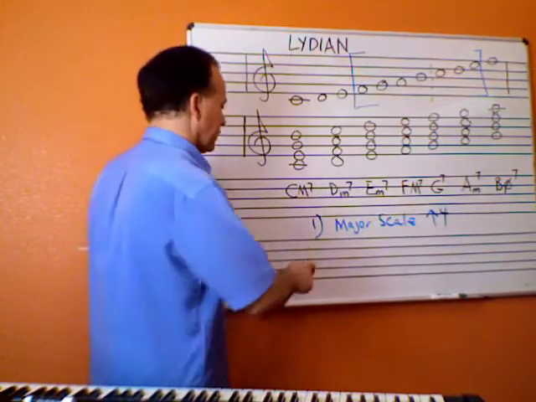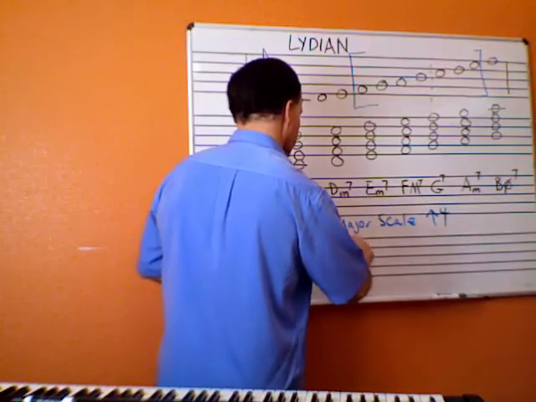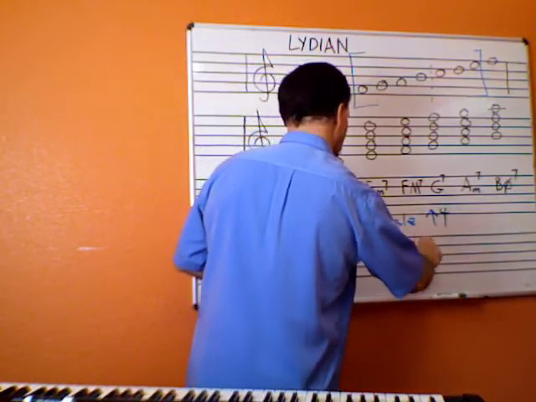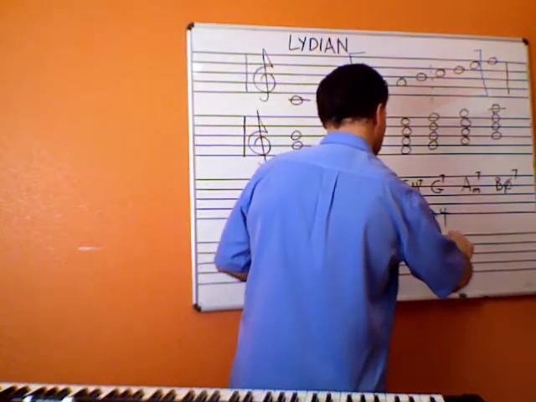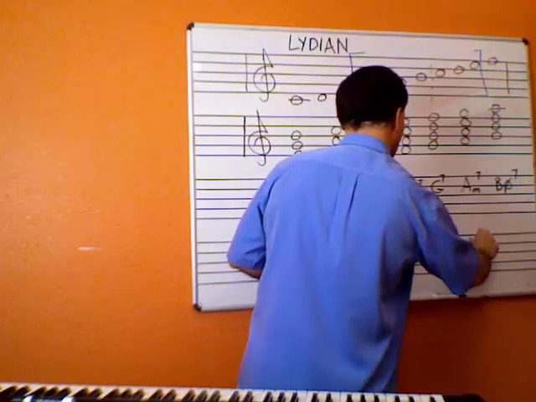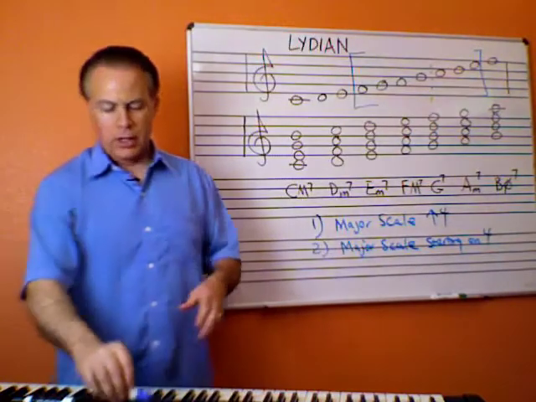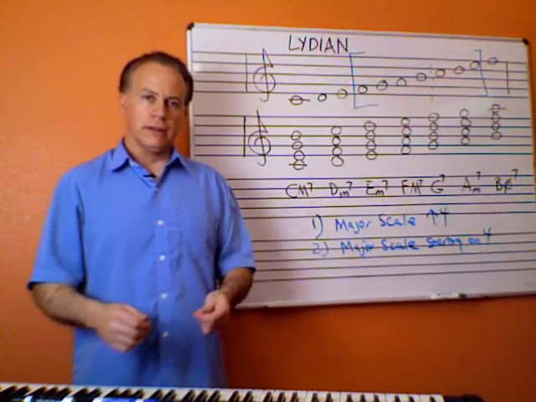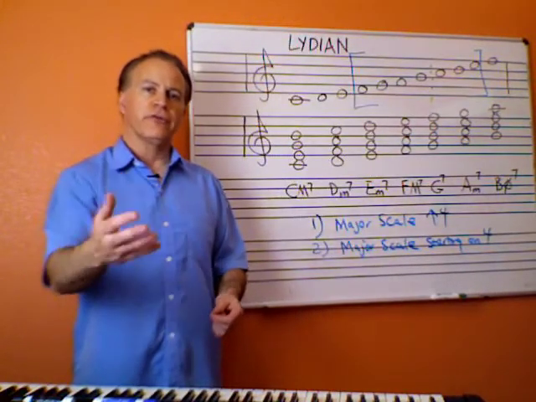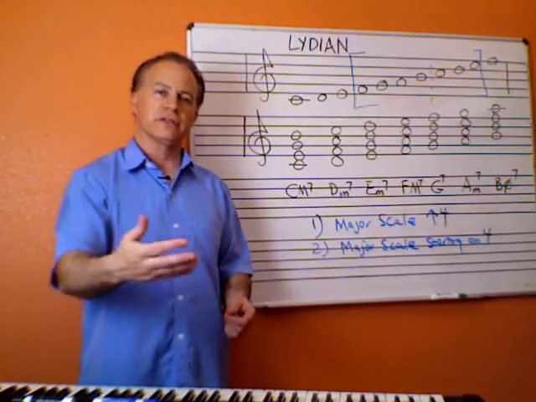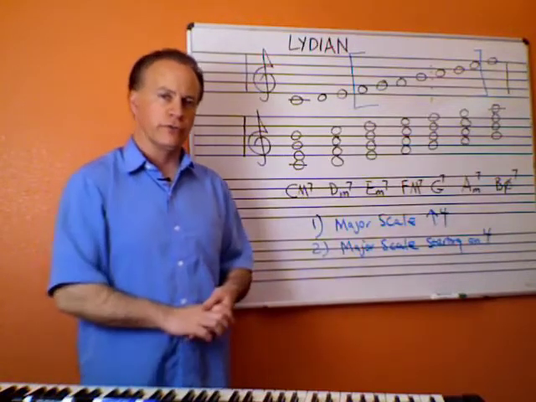And the other way to think about Lydian is major scale starting on 4. Major scale starting on 4. If I want F Lydian, it's a major scale. F is the 4th scale degree of what? F is the 4th scale degree of C, so it's the C major scale starting on 4.